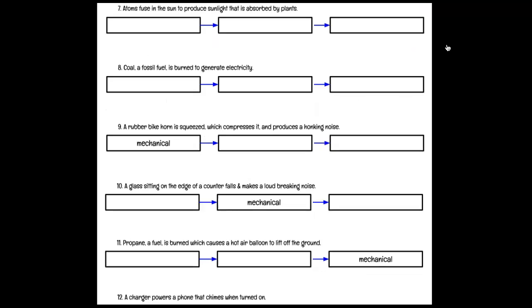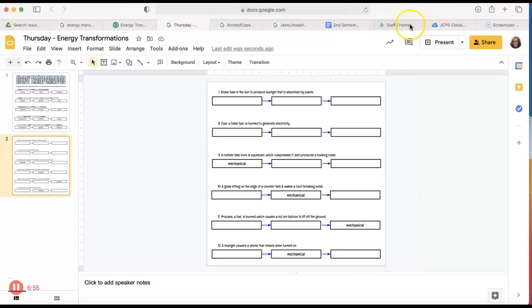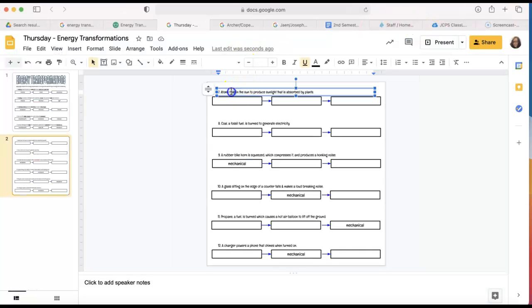For the second page, we have atoms fuse in the sun to produce sunlight that's absorbed by plants. Anytime you have atoms fusing, that's going to be like a nuclear reaction. That's like one of the very few times we see an example of nuclear energy. So we're starting out with nuclear energy. Okay, so we're going to type in nuclear.